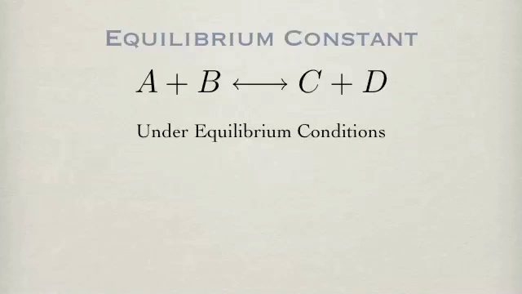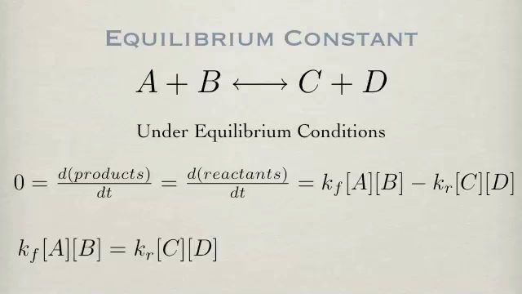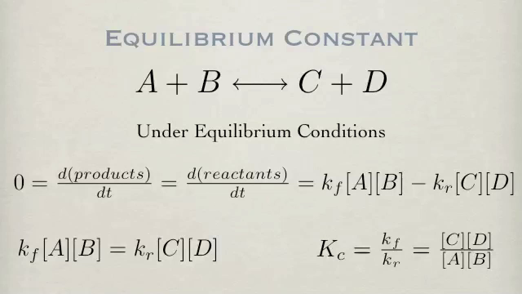Consider the reversible bimolecular reaction involving the reactants A and B and the products C and D. Under equilibrium conditions, the rate of production of the reactants is the same as the rate of production of the products. Setting the differentials equal, we get an expression relating the forward and reverse rate constants and concentrations of the reactants and products. Collecting the rate terms on one side and the concentrations on the other side, we have an expression for the defined quantity, the equilibrium constant.